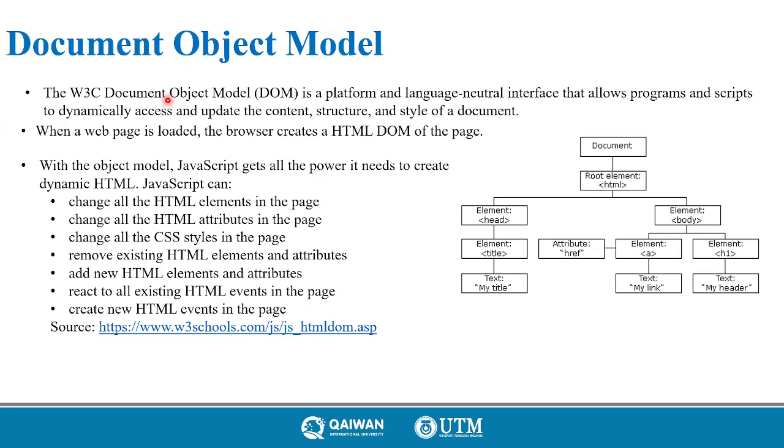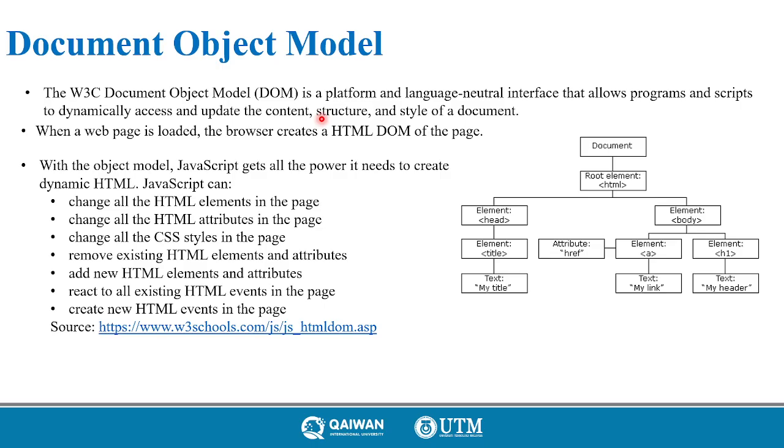Now, the Document Object Model, DOM. The W3C Document Object Model is a platform- and language-neutral interface that allows programs and scripts to dynamically access and update the content, structure, and style of a document. So having the DOM allows us to dynamically access and update the content, structure, and style of a document. So dynamically access the document, dynamically update the document, okay, the content and the structure. When a web page is loaded, the browser creates an HTML DOM of the page with the object model. JavaScript gets all the power it needs to create dynamic HTML.